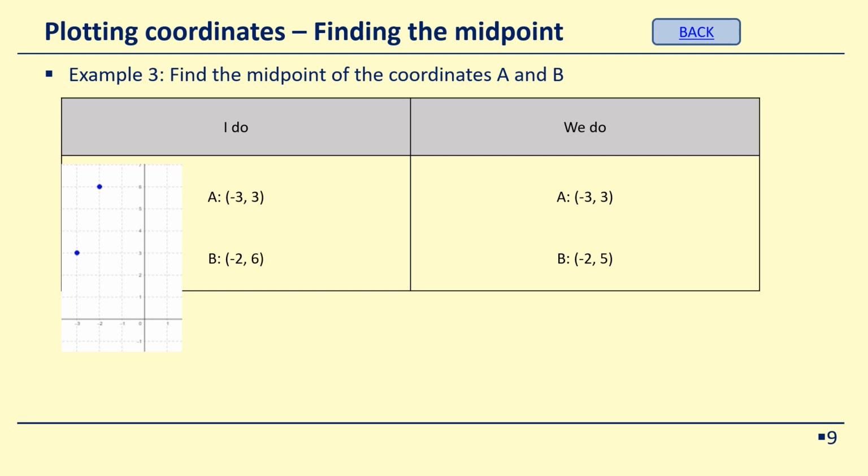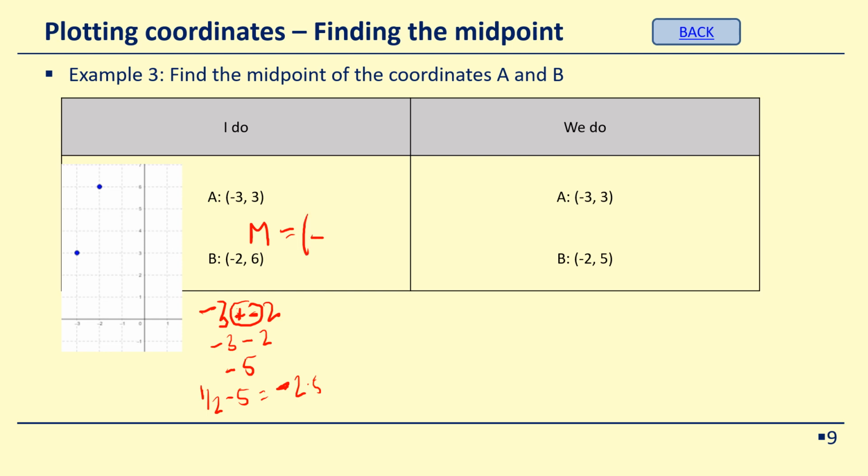Right, next one. A is minus 3, 3. B is minus 2, 6. So remember my little formula. First one, add second one. Minus 3, add minus 2. So that's the same as minus 3, minus 2. Okay, so that's minus 5. Half of minus 5 is minus 2.5. So I'm putting this in the middle because it's the midpoint.